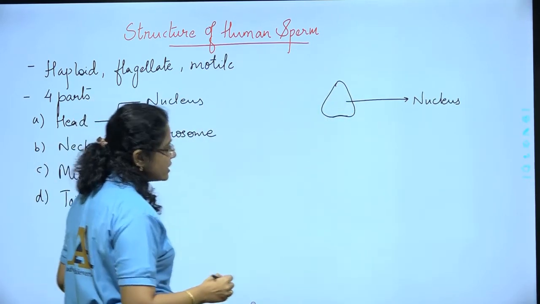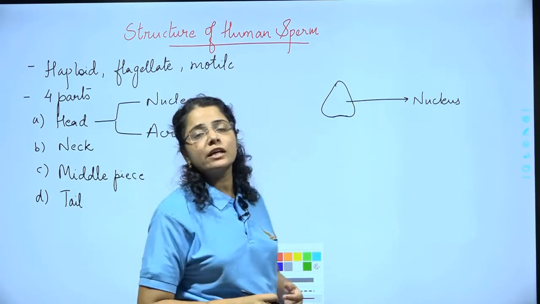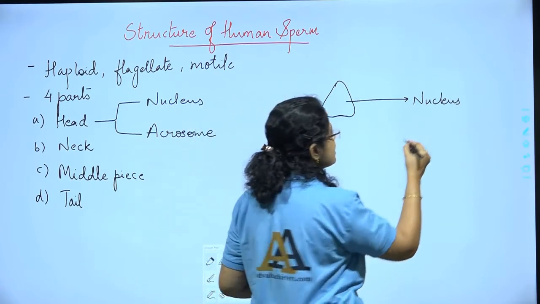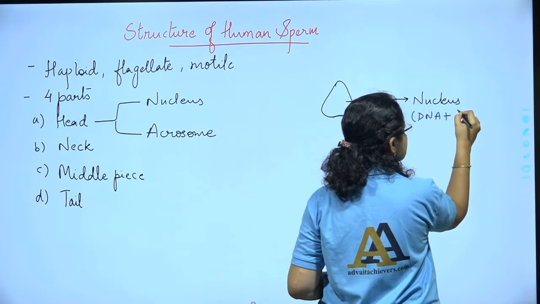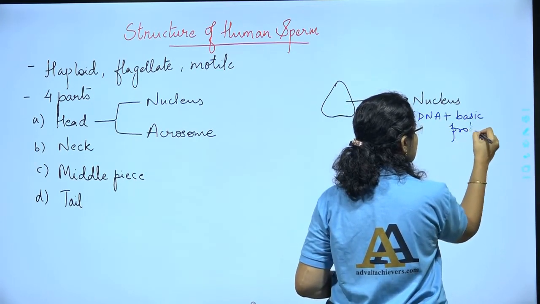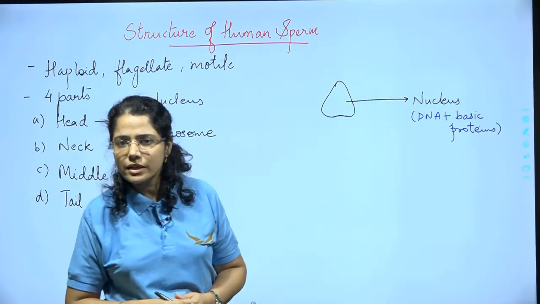So when I say a condensed nucleus, what was it having? It was having DNA and the basic proteins. So we'll add here DNA plus basic proteins. So this is the nucleus which has become condensed.